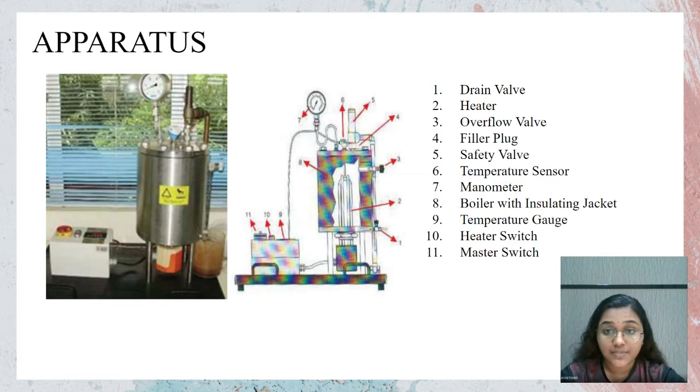For the apparatus, we can refer to the diagram shown above. According to the numbering, 1 is the drain valve, 2 is the heater, 3 is the overflow valve, 4 is the filler plug, 5 is the safety valve, 6 is the temperature sensor, 7 is the manometer, 8 is the boiler with the insulating jacket, 9 is the temperature gauge, 10 is the heater switch, and 11 is the master switch. These are the apparatus that are used to conduct our experiment. Now we will go to the experimental procedure.